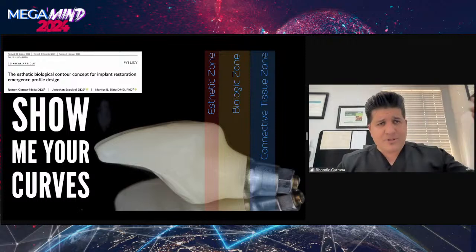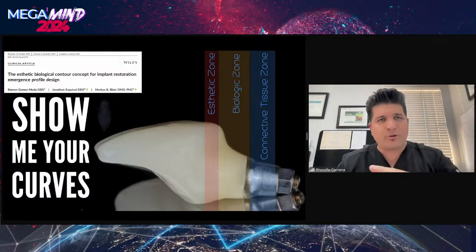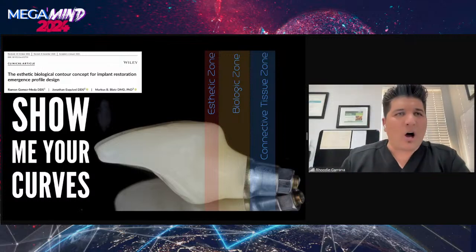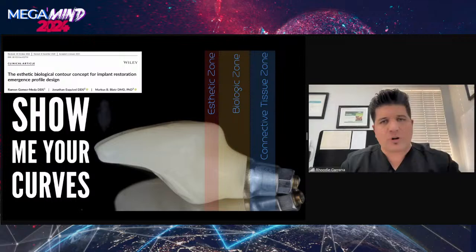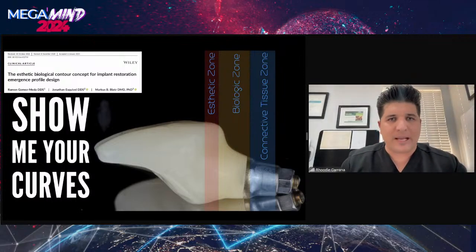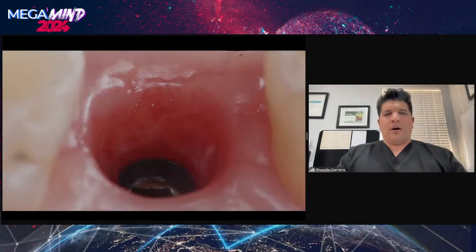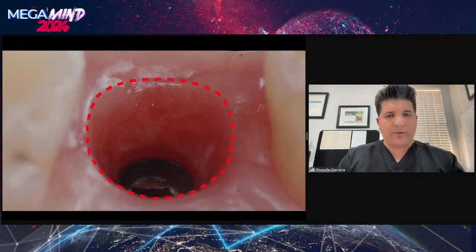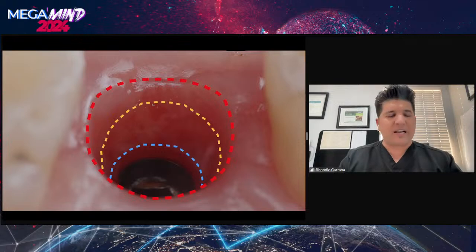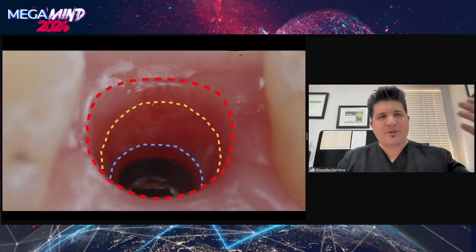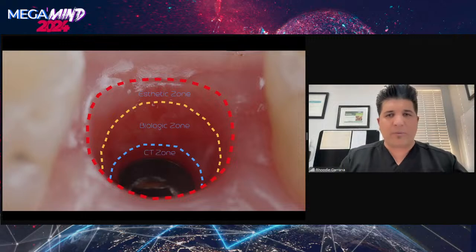So my lab is already very au fait with developing provisional restorations according to this protocol. We want to make sure that we adhere to these zones so that we can get optimal soft tissue healing, and we can control the soft tissue where we want it to be. After healing with the provisional, we can see clearly here, according to Ramon Gomez Meda's paper, we can see the aesthetic zone, the biological zone, and the connective tissue zone very nicely.